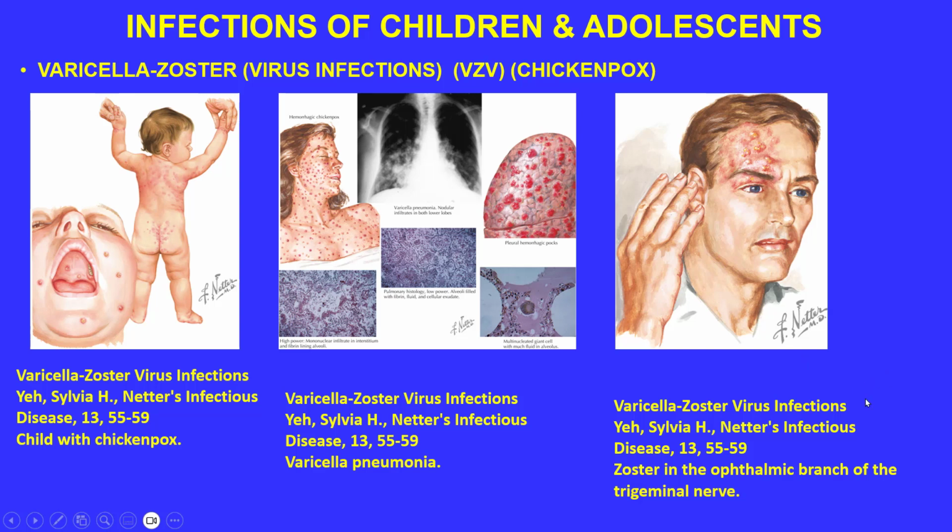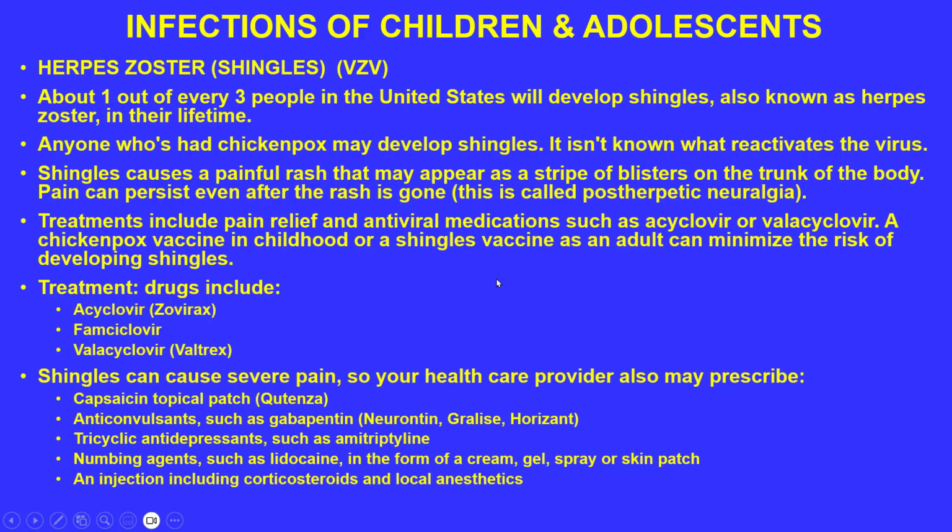Now, the last one here is a varicella zoster virus infection. It really looks a little bit more like what we're going to move into. You see, this infection is in the ophthalmic branch of the trigeminal nerve. So everything that came out from the trigeminal nerve, that is where you're going to have that painful rash called shingles. And so let's talk about shingles. About 1 out of every 3 people in the United States will develop shingles in their lifetime. It's also known as herpes zoster.